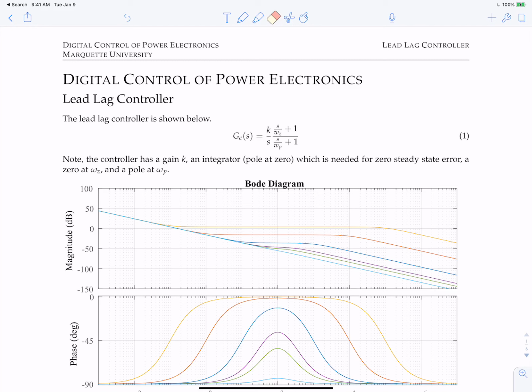We have one pole, one zero, and an integrator. And essentially, there are three things we're trying to solve for when we design this controller: omega z, omega p, and k. That's what we're trying to find in the design of this.